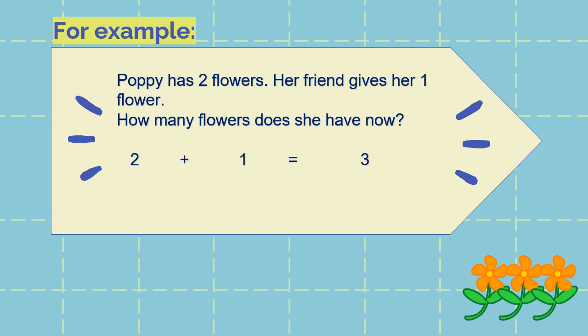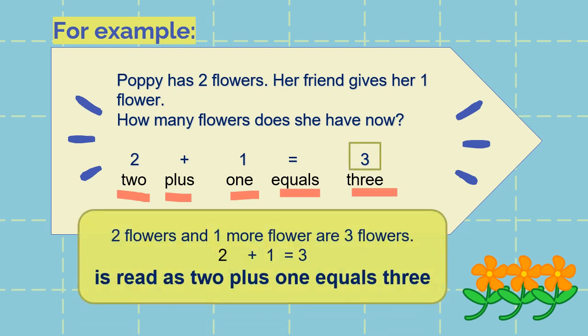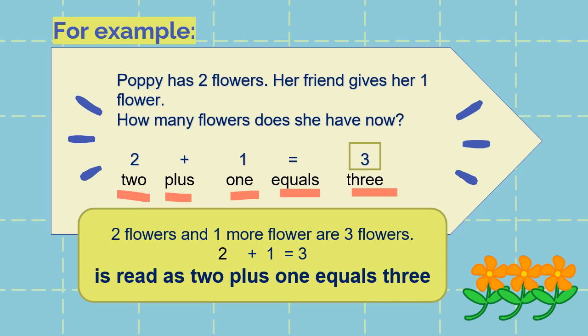2 plus 1 is equal to or equals 3. In words, you can read this as 2 plus 1 equals 3. 2 flowers and 1 more flower are 3 flowers. Again, this is how you write the number sentence. Number 2, plus sign, 1, equal sign, and 3. And you read this as 2 plus 1 equals 3.